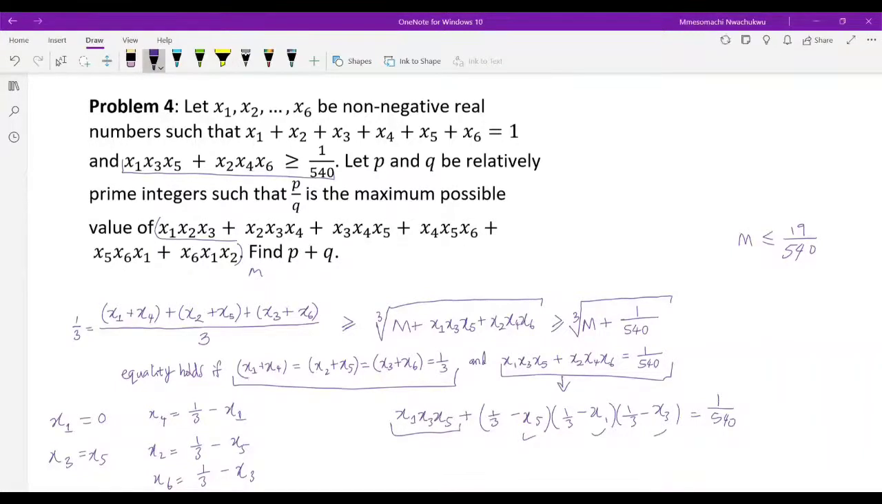So I won't waste much of our time. We can expand quickly and simplify, and we get 20 minus 60 into the sum, plus 180 into the sum of the products taking two at a time. So yeah, I have that this is equal to 1. And so we're just trying to get a case of equality.